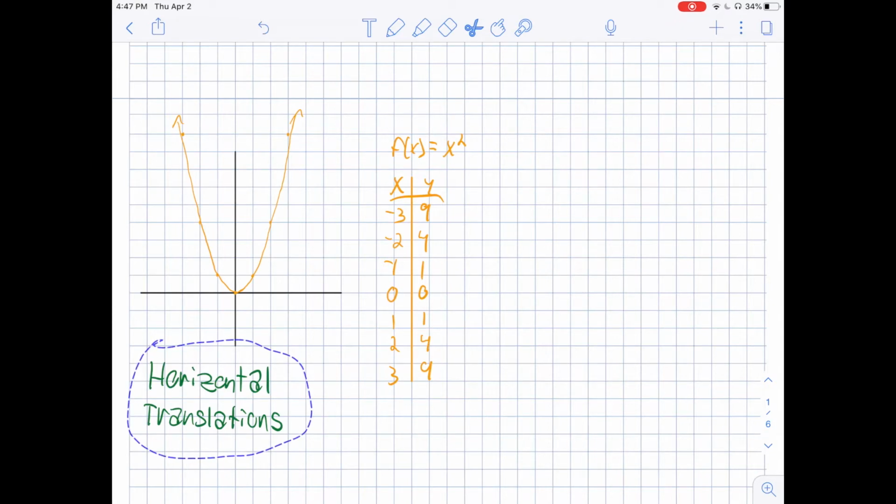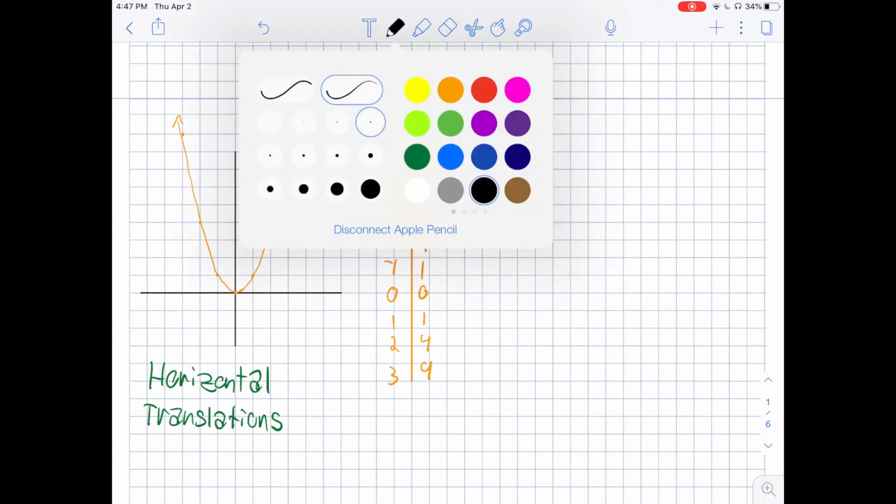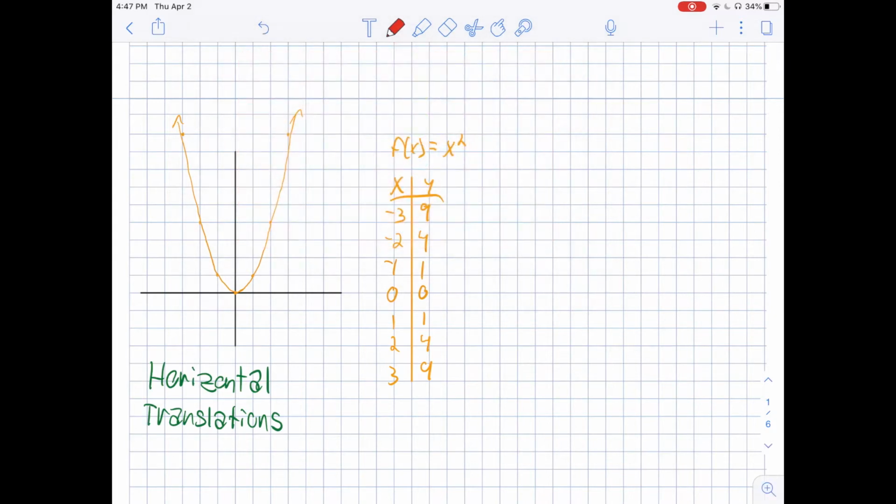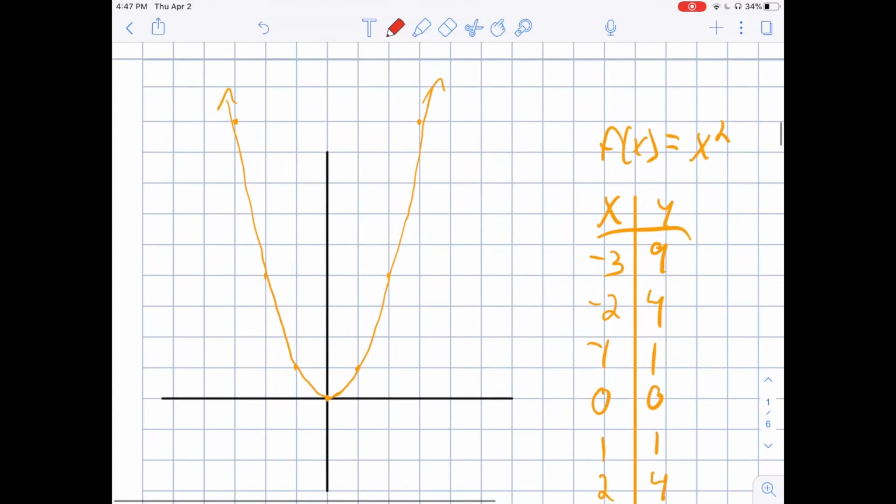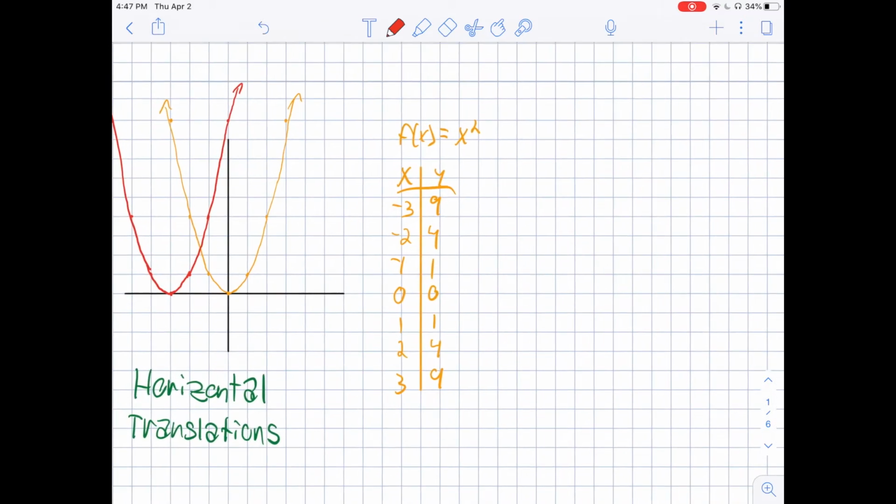So we want to figure out how we can take this graph, move it horizontally, and then write the equation for it. So if we take this graph and move all of these points 3 units to the left, our point negative 1, 1 will become negative 4, 1, 0, 0 becomes negative 3, 0. If we do that for every point that we have here, our new function ends up looking something like this. So how can we write that as its own equation?